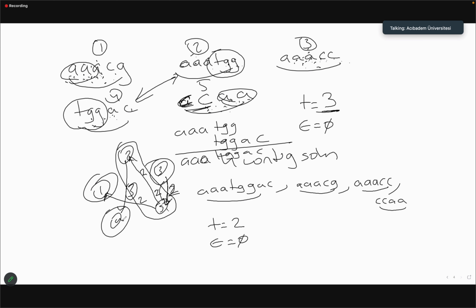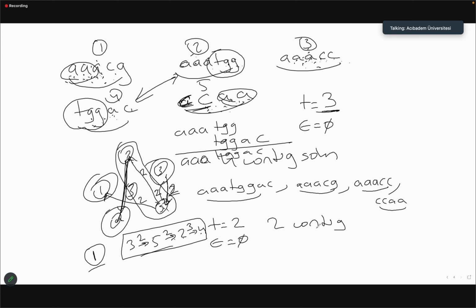So here you get 2 to 4, 1 contig, 5 to 2, another contig, 3 to 5, another contig. So if you look at the solution, you can go from 3 to 5, 5 to 2, 2 to 4. 3 to 5, you have 2 contig solution. 5 to 2, you have 2 contig solution, 2 overlap solution. 2 to 4, you have 3 overlap solution. And 1 is alone by itself.